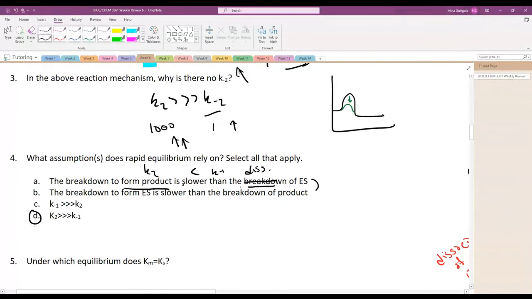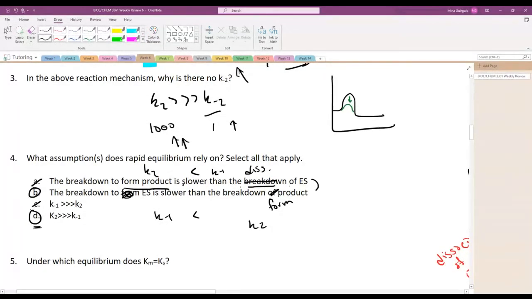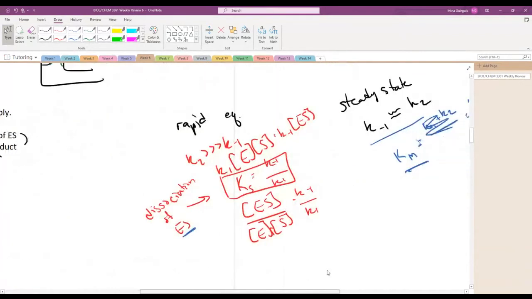Well, that doesn't make sense with what we picked for D. So that one's out, and I don't know if I need to say this, but C is also out. Then once again, the breakdown forming product is K2, this is K-1, and it's slower. In other words, the answer to this is B. Okay, all right. So now under which equilibrium does Km equal Ks?